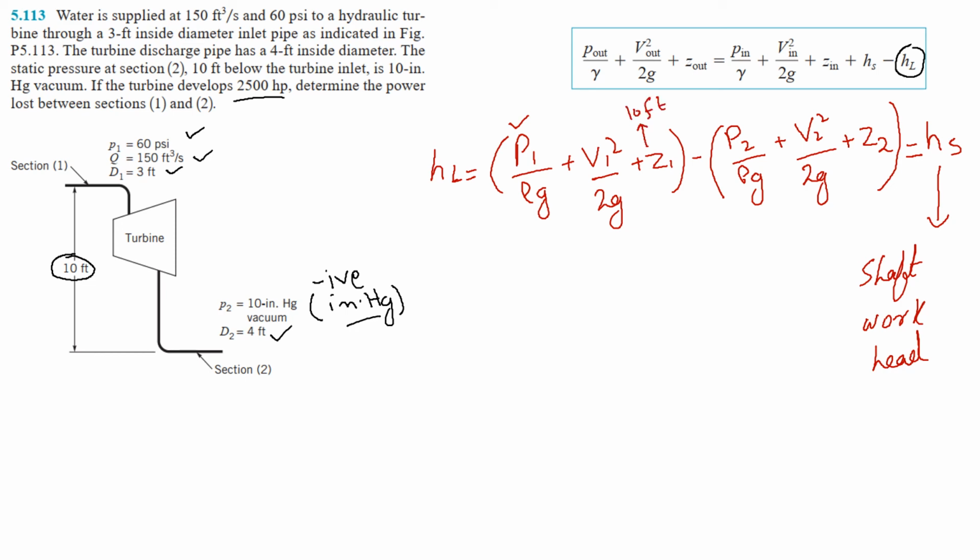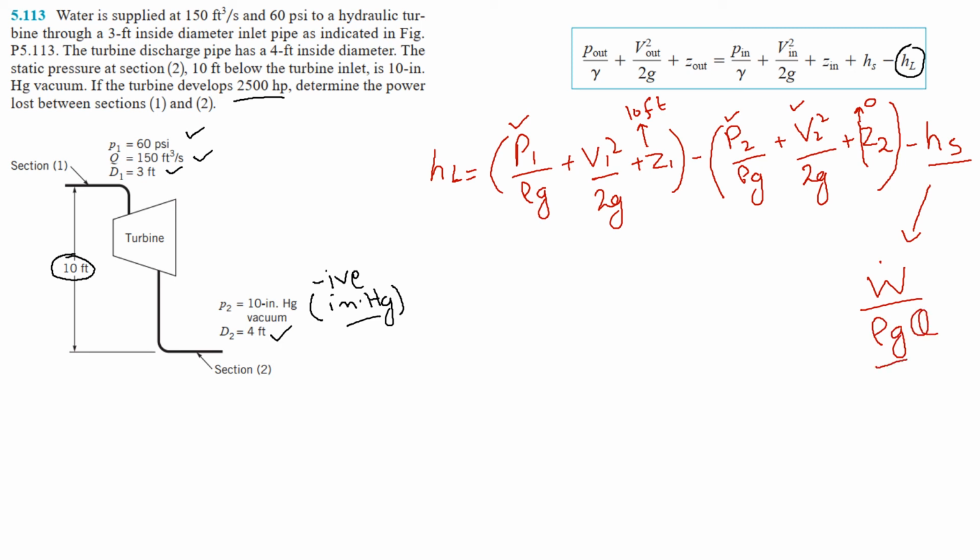The pressure at P2 is given in terms of inches of mercury, so we will have to convert this, but it is given. V2 needs to be found out, and Z2 is at 0. So Z2 will be equated to 0, and our shaft work head can be written in terms of rate of work transfer per mass flow rate. So this term, this HS, can be written in terms of W dot over rho GQ.